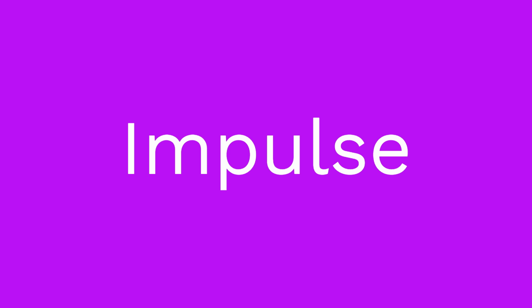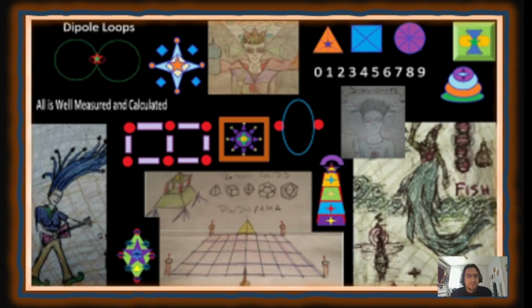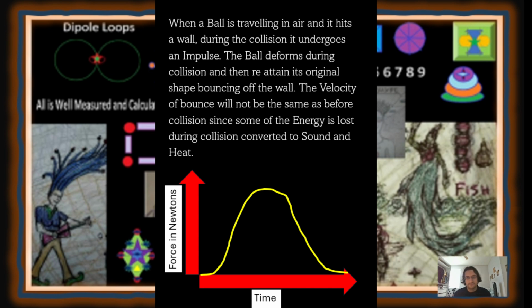When a ball is traveling in air and it hits a wall, during a collision it undergoes an impulse. The ball deforms during collision and then reattains its original shape, bouncing off the wall, right? The ball hits the wall, it deforms, it gets squished, and then when it stretches back, it bounces off the wall. The velocity of the bounce will not be the same as before collision since some of the energy is lost during collision, converted to sound and heat.